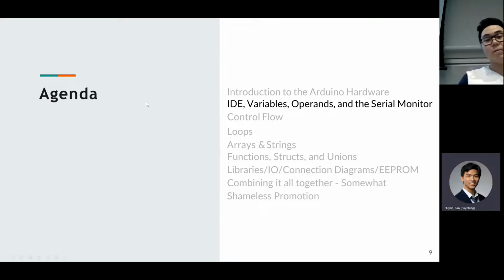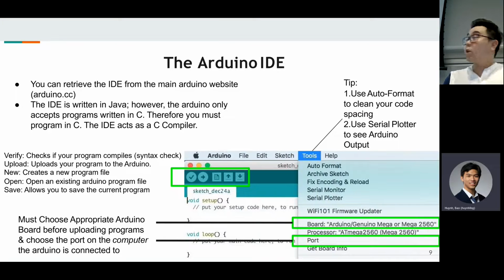And so let's get into the programming bit of this, where we'll talk about the IDE, variables, operands, and serial monitor. So the Arduino IDE, which you just briefly saw earlier, you can get from the Arduino's main website. And the funny thing is the IDE is actually written in Java. However, the Arduino only accepts programs written in C, which actually doesn't make any sense. You also have to compile the program in C, since it only accepts programs in C. So the IDE mainly acts as a C compiler.